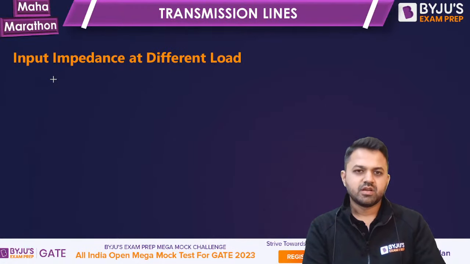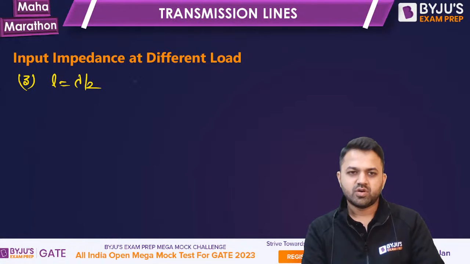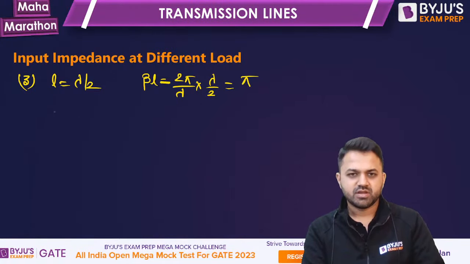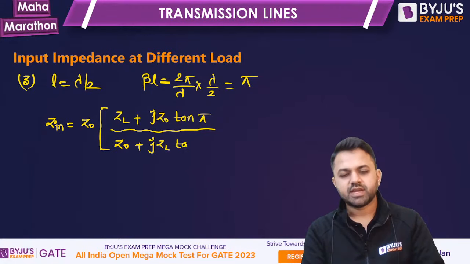Next, input impedance at the different load we are calculating. So case number 3, if the length of the transmission line is λ/2, that is βL will be equal to 2π/λ into λ/2, we will get π. So input impedance is Z0 in bracket ZL plus jZ0 tan βL, that means tan π, divided by Z0 plus jZL tan π. So tan π means 0. So we will get ZL.